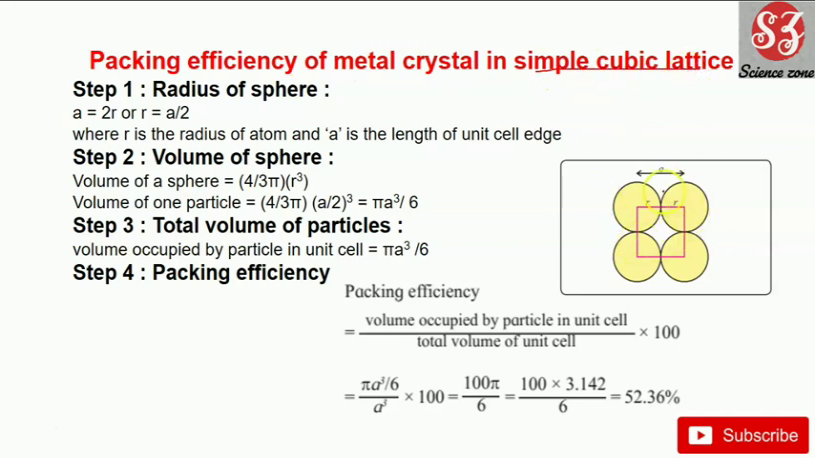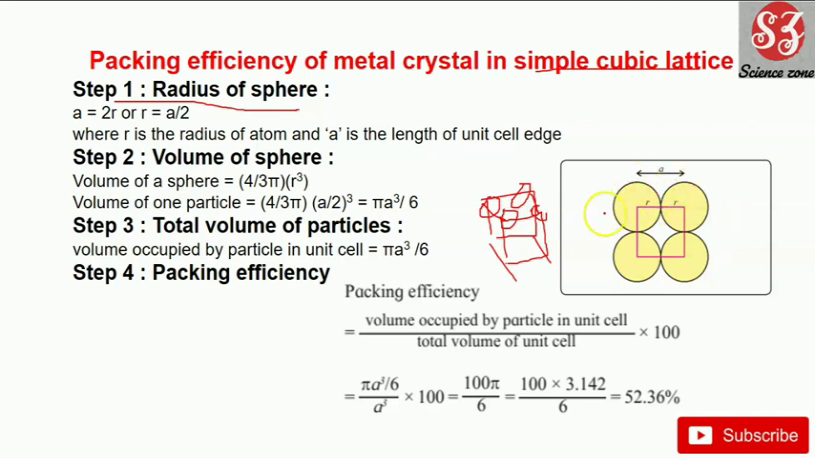The simple cubic lattice, if you see from above, will look like this. The particles from the four sides will touch each other. Now, the first step for the packing efficiency is step 1, calculation of radius of sphere. As I have told you, the particles from all four edges of the cube, I am seeing from above, are touching each other in this manner.